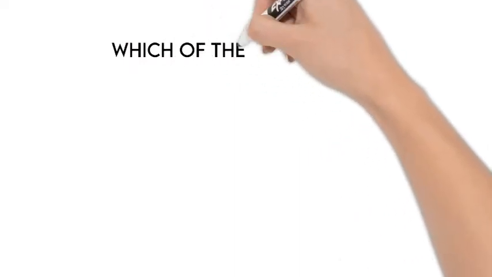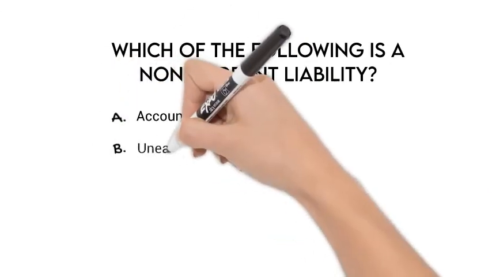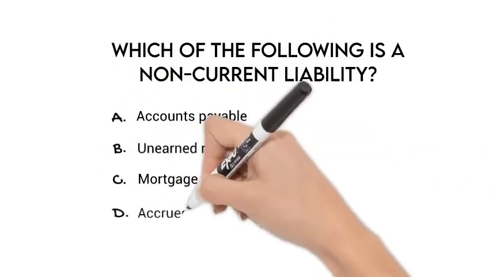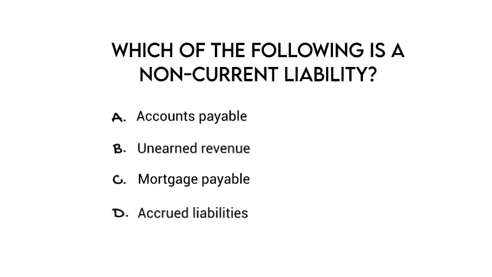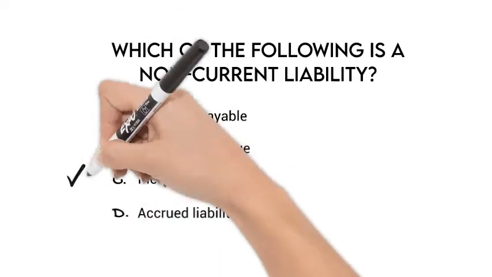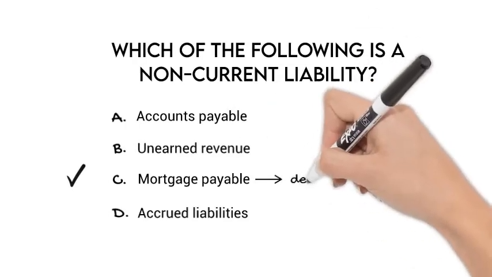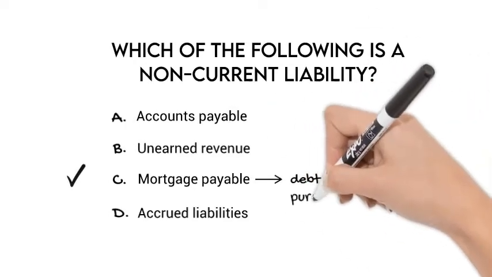Number 5. Alin sa mga sumusunod ang long-term liability? Accounts payable, unearned revenue, mortgage payable, and accrued liabilities. Ang sagot ay letrang C, mortgage payable. Ito ay liability ng isang may-ari ng property to pay a loan related sa property na nabili niya.